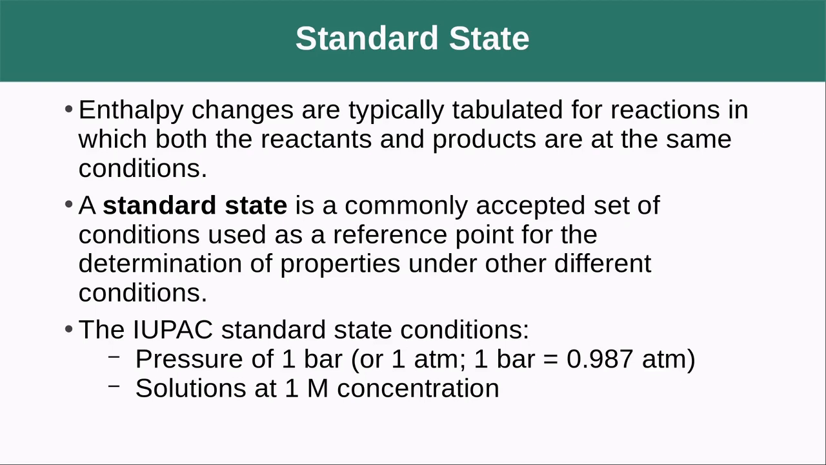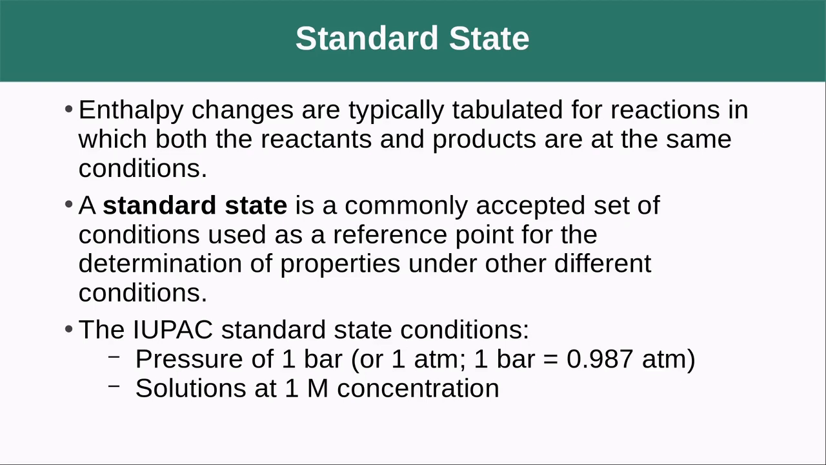So enthalpy changes are typically tabulated for reactions in which both the reactants and products are at the same conditions. This is called the standard state. So the standard state is a commonly accepted set of conditions used as a reference point for the determination of properties under other conditions.